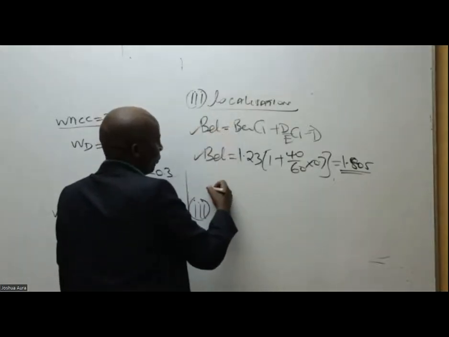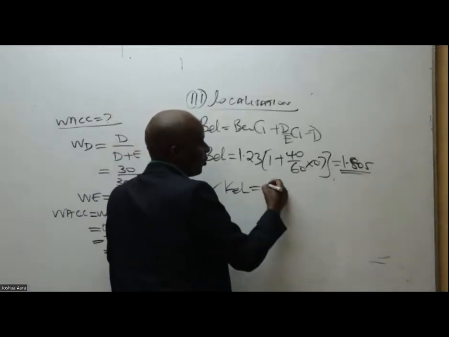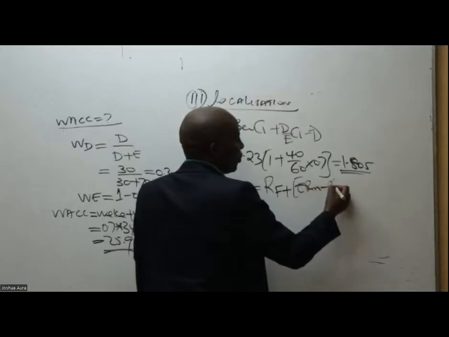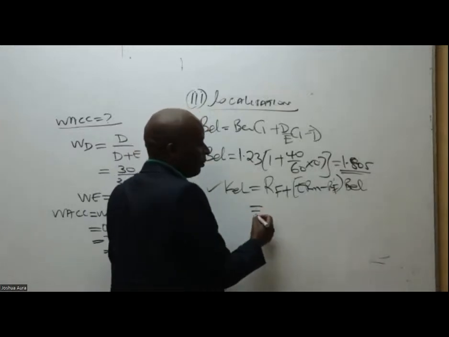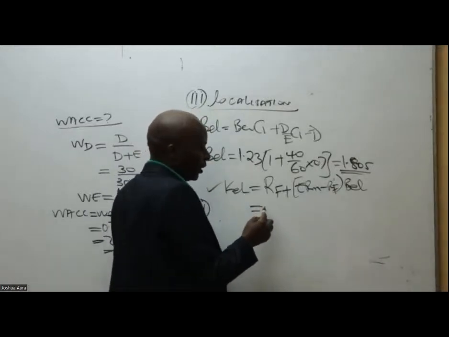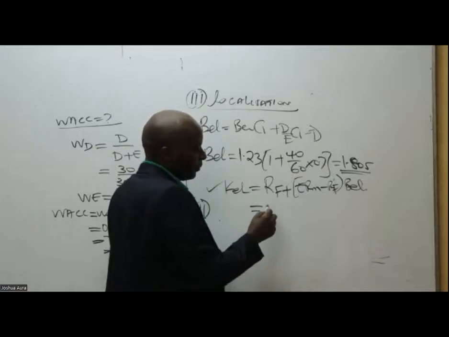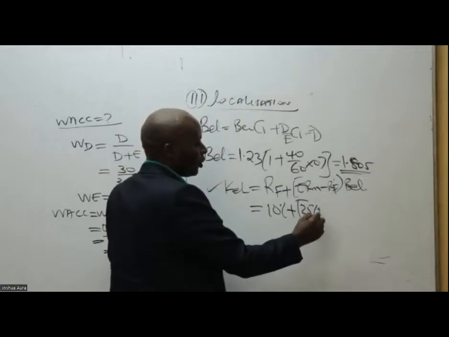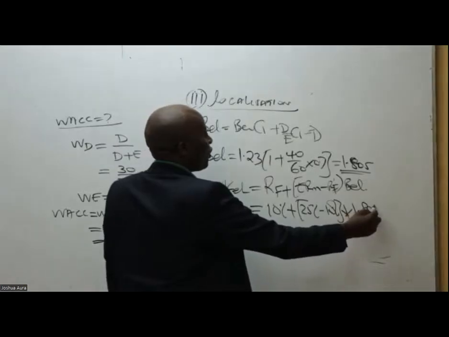Ladies and gentlemen, I'll be able to move to the next thing, which is the CAL for the organization. I'm using CAPM. It is risk-free plus returns of the market minus risk-free multiplied by the BEL of the organization. So the risk-free, are you able to see the risk-free? Risk-free is what percentage? Risk-free, 10. Market returns, if my memory serves me well, was 25 minus 10 multiplied by the BEL that we have here, which is 1.805.